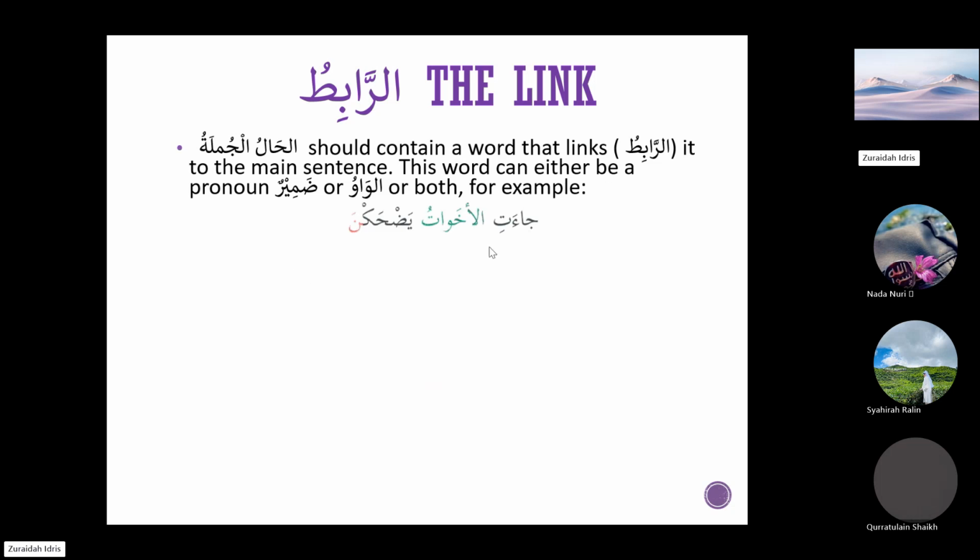So in this example, the sisters came and they came laughing, right? That na, this dhamir here, is the one that connects you to the sahibul hal, the ladies. And remember, they match in terms of gender and number, the hal and the sahibul hal.